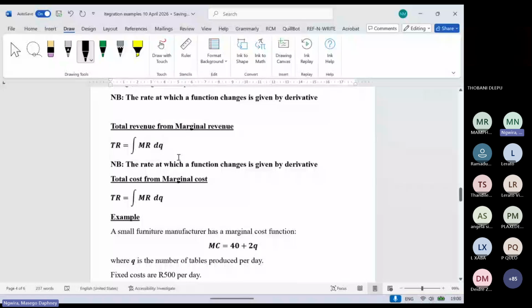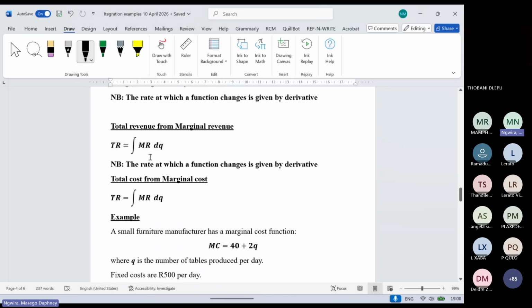And then they're saying, let's do total revenue from marginal revenue. So if you remember from our derivatives, when we wanted the marginal revenue, we would derive the total revenue. So remember, integration is the reverse of the derivative. So now because we want the total revenue, it means we have to integrate the marginal revenue.